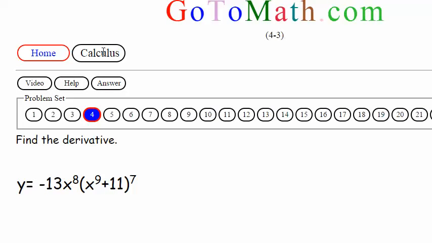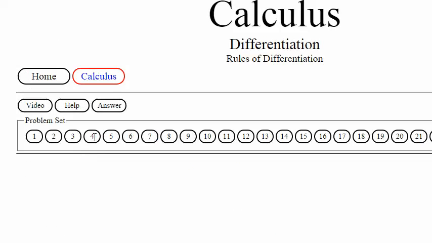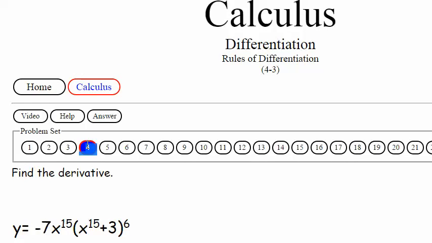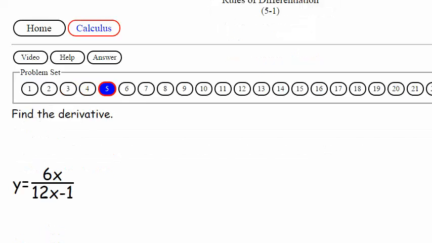We were in, whoa, what's going on there? Let's hit the calculus button and go down to rules of differentiation, and I need to make sure there's not a 4-1. It doesn't look like it. 5-1, that's where we are. Wow, am I going to ever get that to come up? There it is. Well, that turns blue like that.